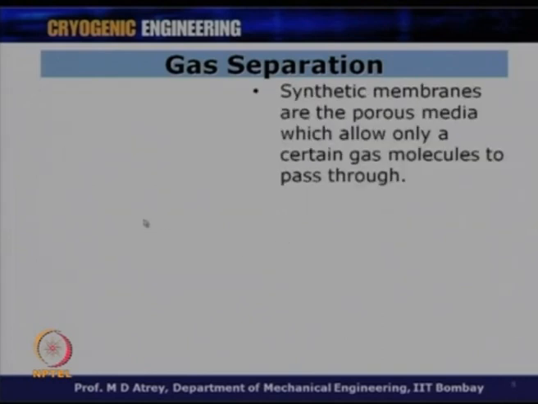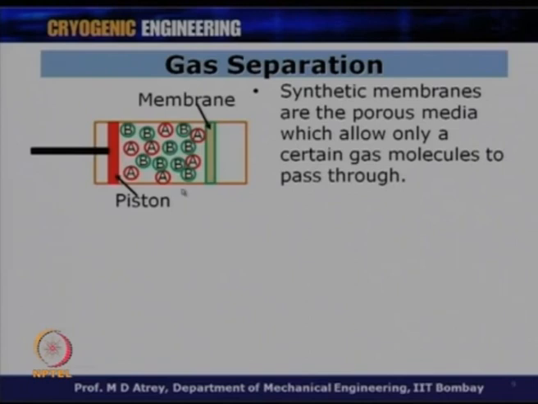So, let us see what synthetic membrane means and how a synthetic membrane separates a gas mixture. Synthetic membranes are the porous media which allow only certain gas molecules to pass through. So, very simple, all right. You can see from this figure. This figure shows there is a membrane in some cylinder, and this membrane allows separation of a mixture of A and B molecules, or a mixture of A and B components of gases, and there is the piston which you see from the left side.